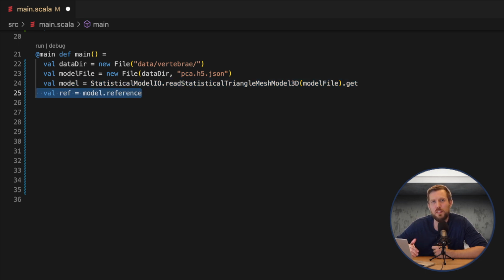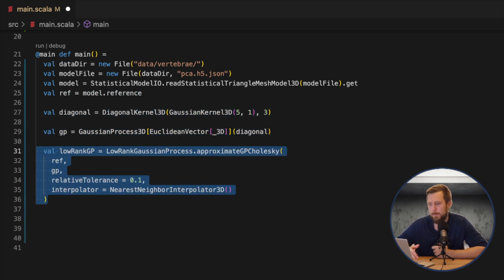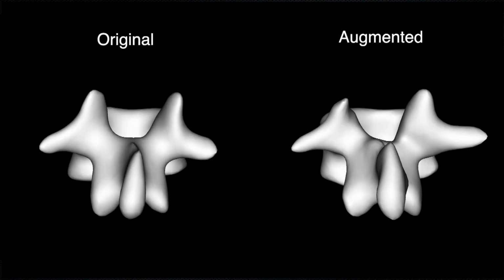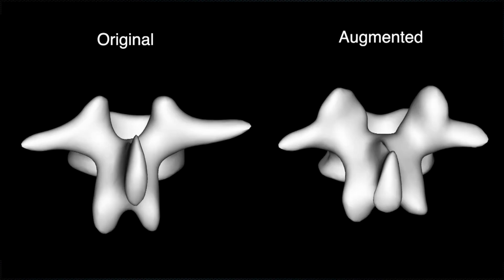Of course, 10 principal components rarely contain all small possible deformations. So we can augment the model, for instance with a Gaussian kernel, to make it more flexible and add local deformations to it. Now when we sample from the original model in comparison to the augmented model, we see that a lot more fine detailed deformations are available in the augmented model.